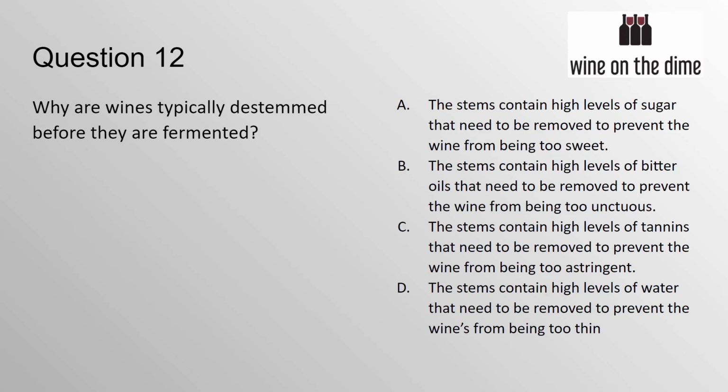Question 12. Why are wines typically destemmed before they are fermented? A. The stems contain high levels of sugar that need to be removed to prevent the wine from being too sweet. B. The stems contain high levels of bitter oils that need to be removed to prevent the wine from being too unctuous. C. The stems contain high levels of tannins that need to be removed to prevent the wine from being too astringent. D. The stem contains high levels of water that need to be removed to prevent the wine from being too thin.